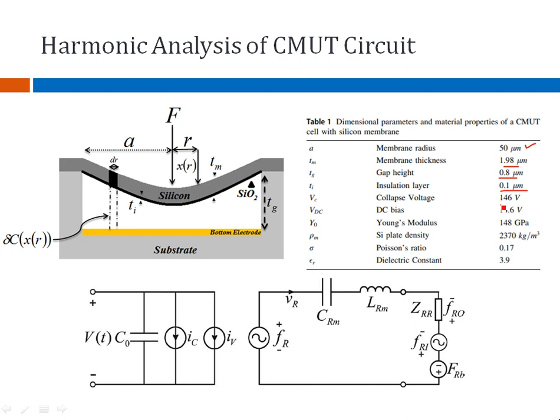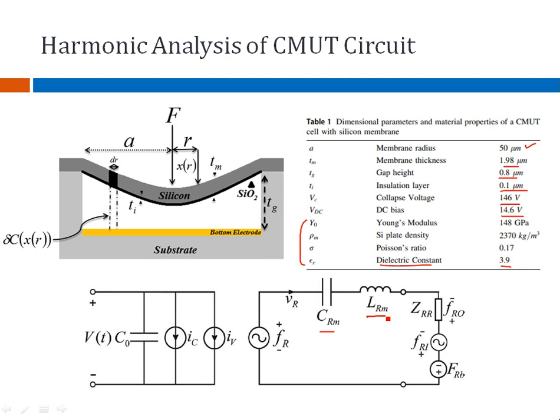And if you apply a DC voltage which is about 10% of the collapse voltage, you'll have a deflection. These parameters, Young's modulus and the silicon plate density, are the material properties, where ER is the dielectric constant of silicon dioxide. So for these geometrical parameters, once they are set, you have the lumped components defined in terms of them. CRM, for example, is the compliance of the plate in the circuit. LRM is the mass of the plate. And C0 is the undeflected capacitance.